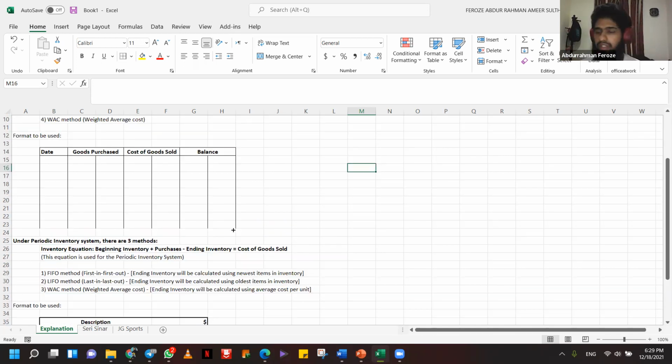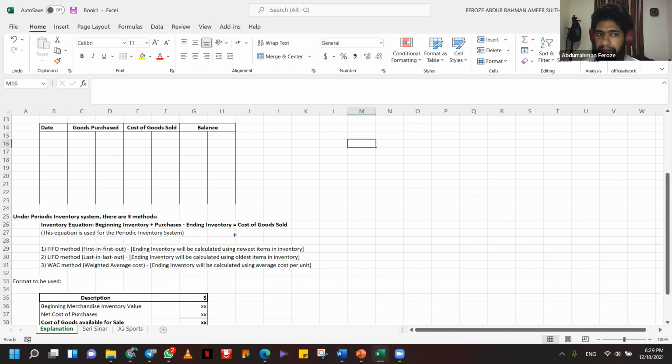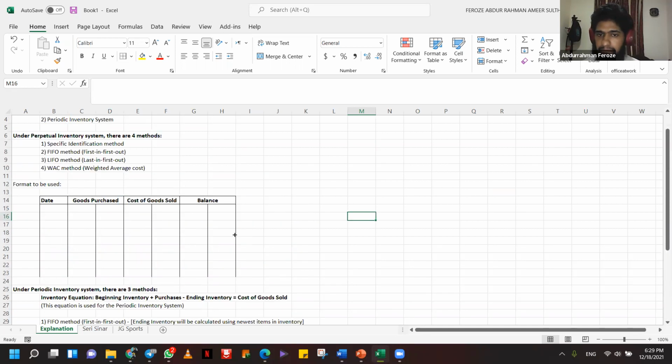So that's just a quick rundown on the types of inventory systems and the methods. And now we'll do a question to try to make it clear. With regards to what I've spoken about so far, are there any questions? Any question with regards to what I've explained so far, or shall we move on to the examples?